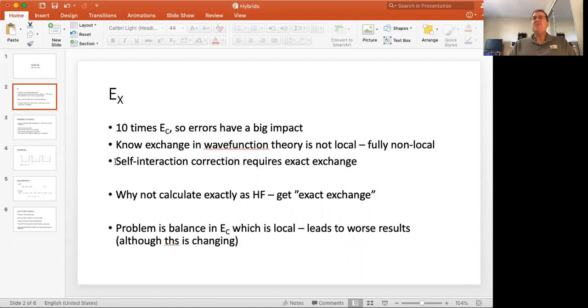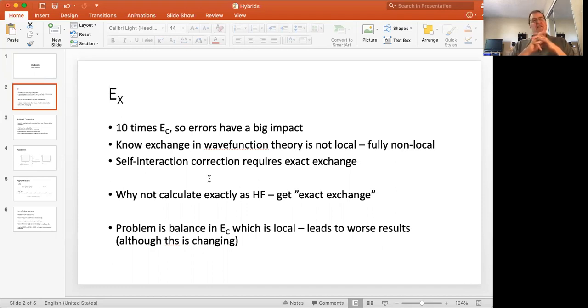Furthermore, if we were working purely in a density functional context, we know that the self-interaction correction requires exact exchange. You've got to remove the orbital you're concerned with, and local approximations don't do a good job in treating self-interaction. So when you look at that, you say, well, why not calculate it exactly as in Hartree-Fock? You get exact exchange. You just take the Kohn-Sham orbitals and calculate the exchange terms as you would in Hartree-Fock. And we call that exact exchange, and we're going to use that in a little bit.